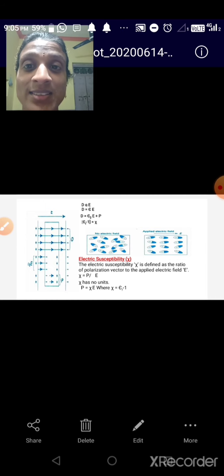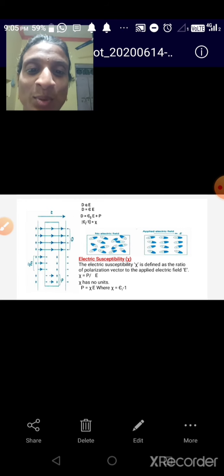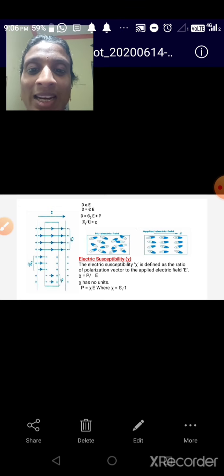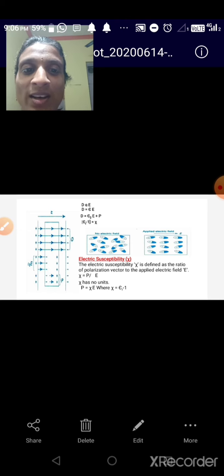If we consider the relation between epsilon R and Xi, that is epsilon R minus 1 is equal to Xi, or epsilon R is equal to 1 plus Xi. Xi is said to be electric susceptibility. This indicates how much the material is polarized. Here we see two figures: no electric field and applied electric field. If there is no electric field, dipoles are arranged randomly, and if an electric field is applied, then dipoles are arranged in a regular order. Electric susceptibility is the ratio of the polarization to the applied electric field. It has no units. That implies Xi is equal to P by E, or Xi is equal to epsilon R minus 1.